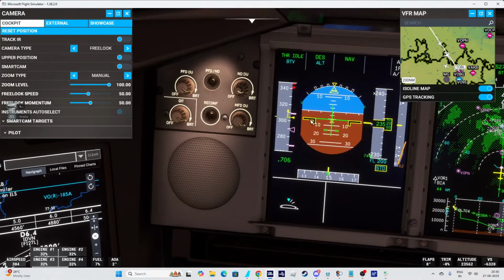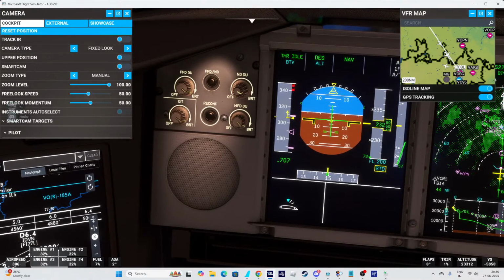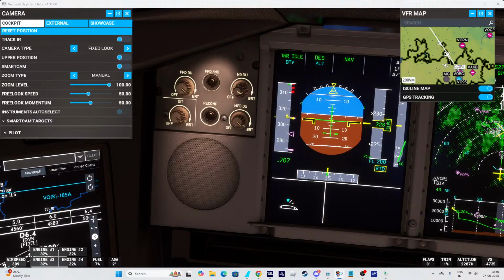Correction, Kingfisher 221 Chennai radar identified, climb to flight level 350 restricted. Climbing to flight level 350, Kingfisher 221.